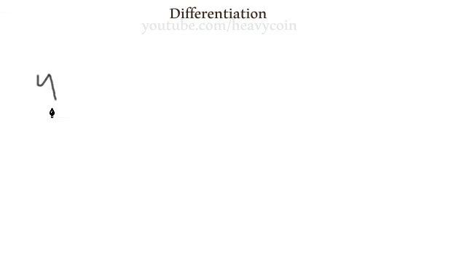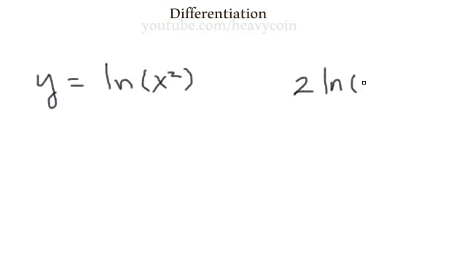Let's say we have y is equal to the natural log of x squared. Now, you really need to know what the properties of the natural logs are. So the property is that you can take this 2 and bring it out front. Now, this is not the derivative. This is the property. The properties of the natural logs. You can take this exponent and bring it out front. So this is actually equal. These two are equal to each other.